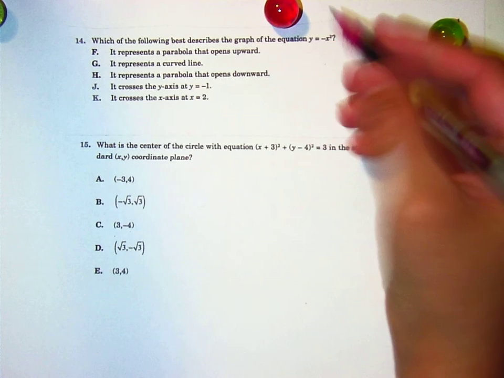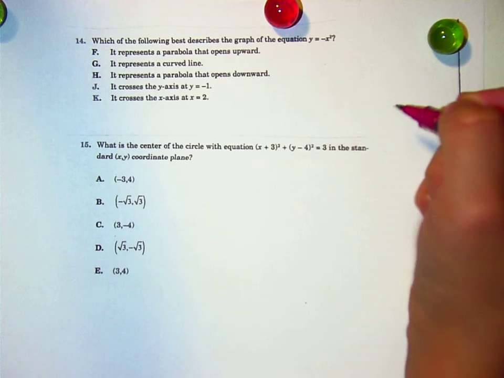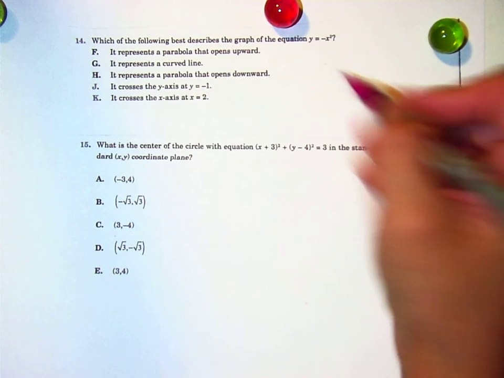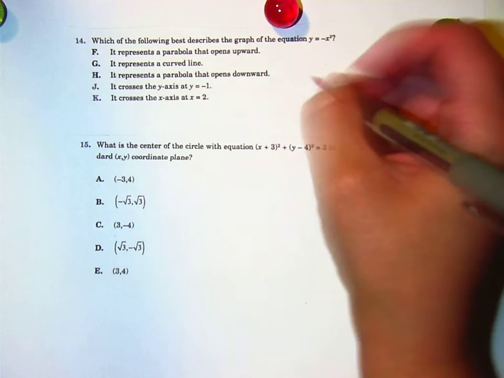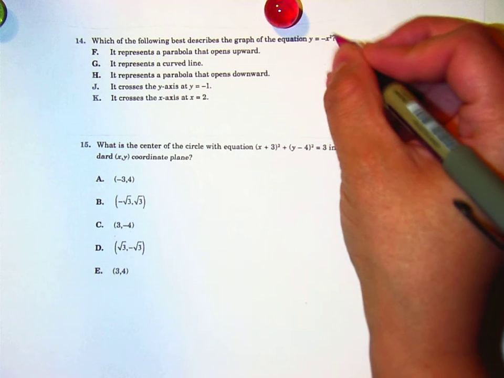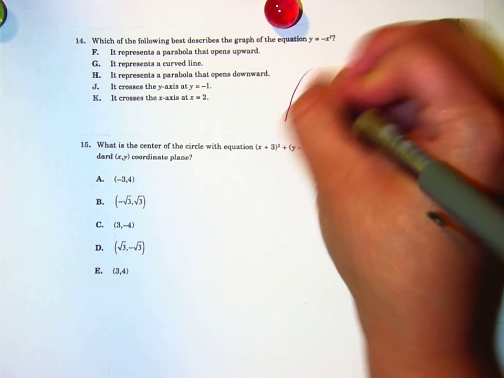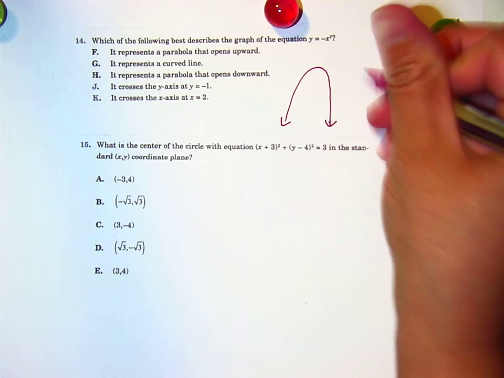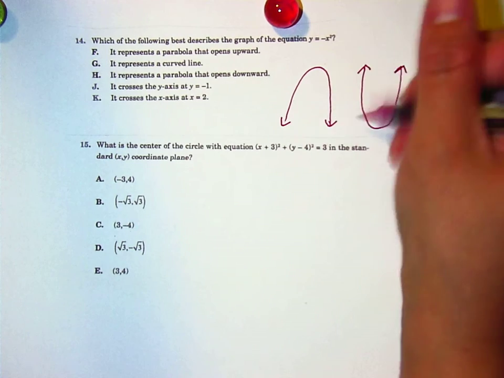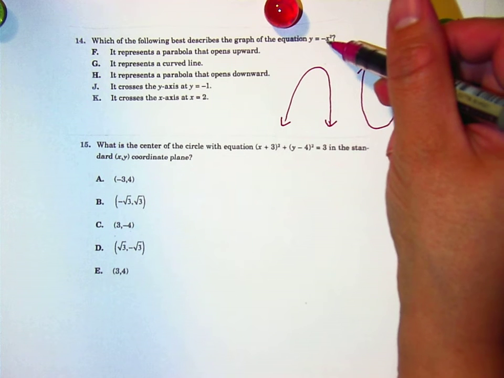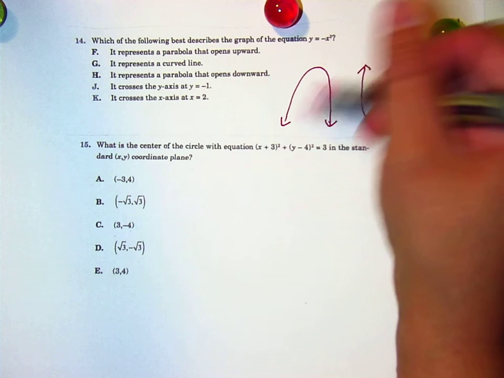Okay. Which of the following best describes the graph of the equation y equals negative x squared? Well, x squared is a parabola. That's something you learn in Algebra 2. Anything with a squared makes a parabola. Remember, a parabola kind of looks like this, or like this, like a U, or a sad face. Now, the negative out front means that it opens down.